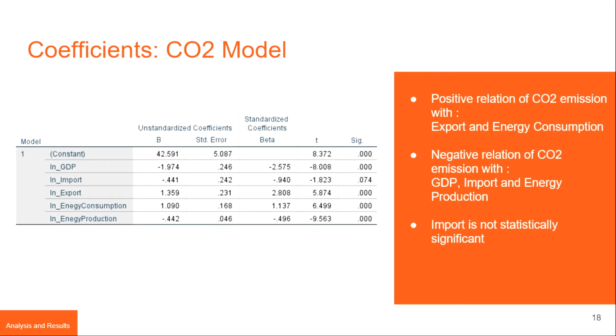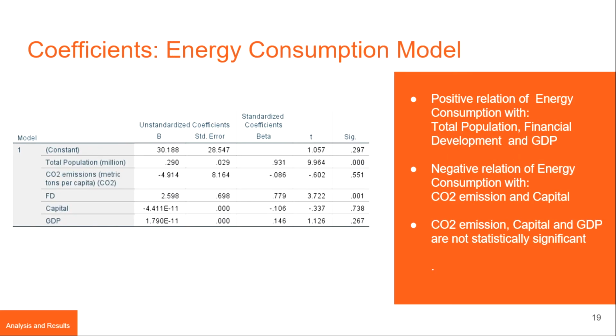While for the CO2 model, the coefficient relationship for export and energy consumption is positive, while for GDP, import and energy production it is negative. Also, import is not statistically significant. For the coefficient for energy consumption, there is a positive relation with total population, financial development and GDP, while a negative relation with CO2 emission and capital. CO2 emission, capital and GDP are not statistically significant.